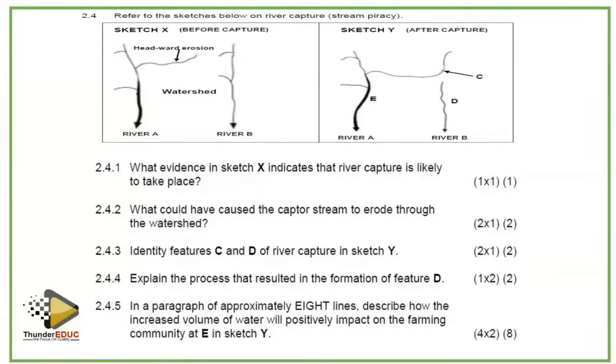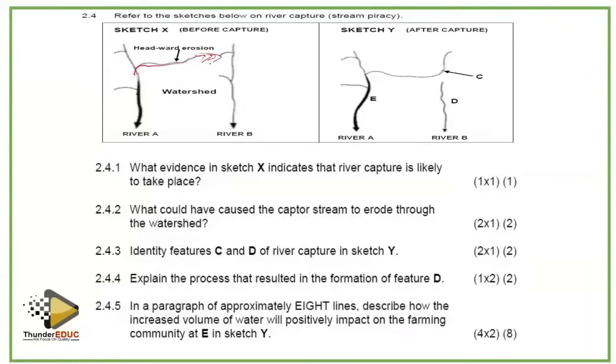sketch X. So you see here is headward erosion. So what is headward erosion? Remember, this water is flowing in this direction. So as this water is flowing in this direction, the erosion is taking place in this direction.